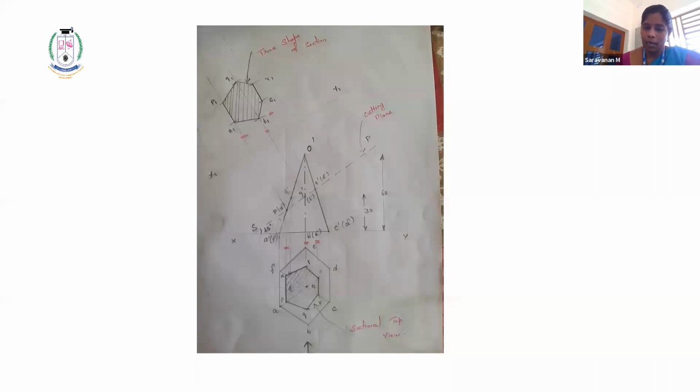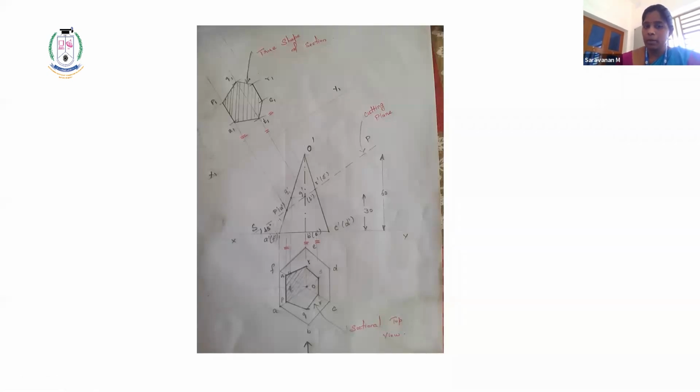So observe, this is the sectional top view. The bar below XY, we are showing the sectional top view. Above XY, we are showing the front view. So from the front view, we are showing the sectional plane. First, draw the sectional plane.